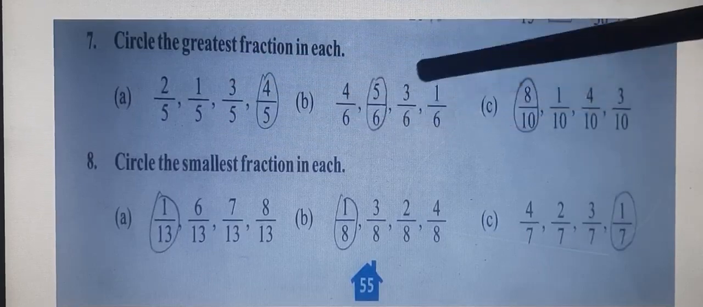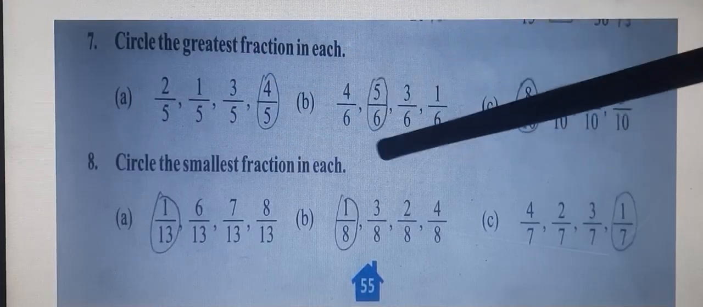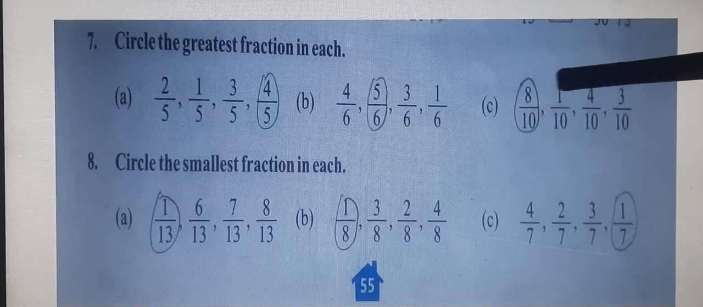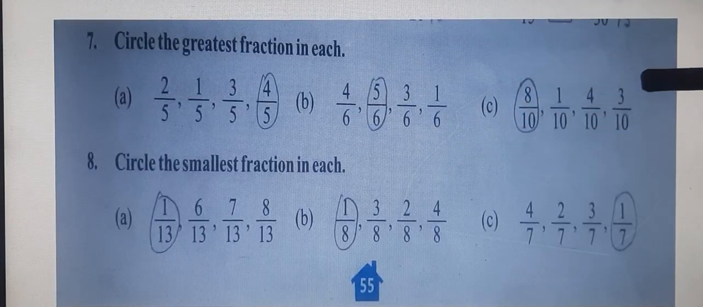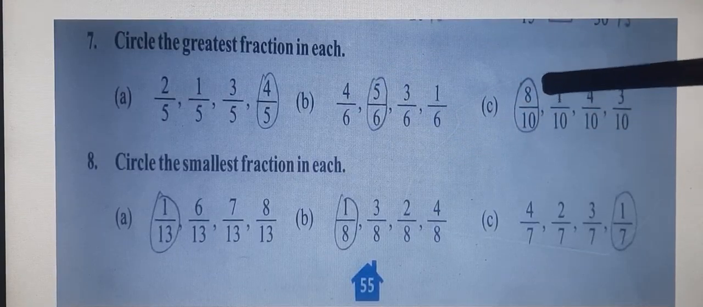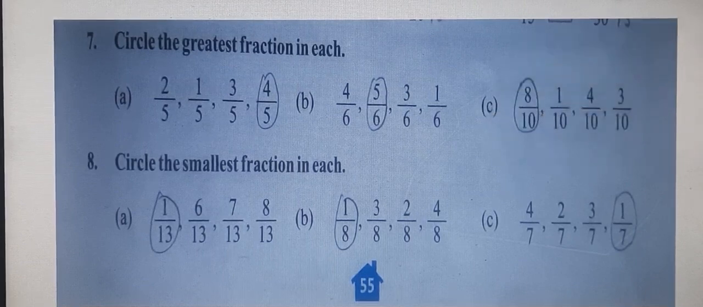4 upon 6, 5 upon 6, 3 upon 6, 1 upon 6. So 5 upon 6 is greater. 8 upon 10, 1 upon 10, 4 upon 10, 3 upon 10. Greater numerator is 8. So the fraction 8 upon 10 is greatest fraction.